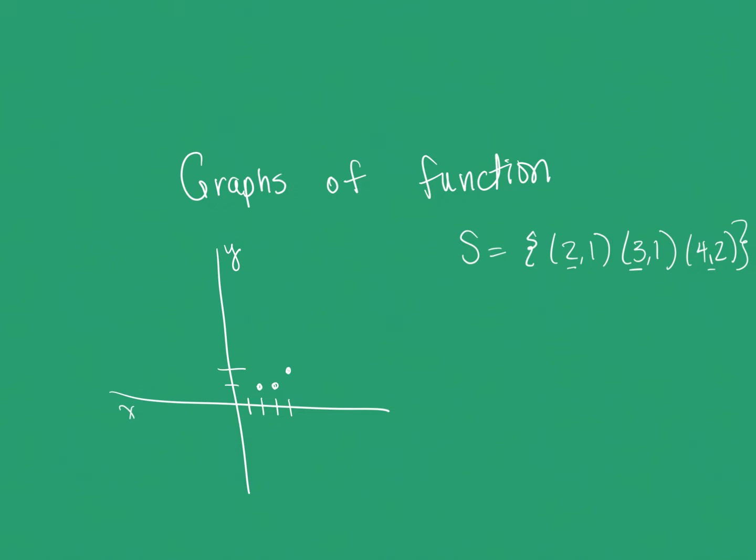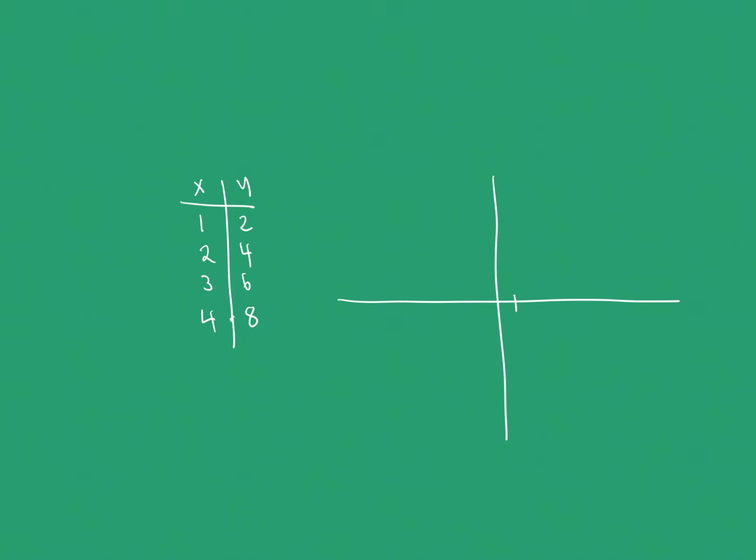We also, at some point, talked about graphing functions that were given in tables. So if we had (1, 2), (2, 4), (3, 6), (4, 8), we would graph (1, 2), (2, 4), (3, 6), (4, 8), and that would be the graph of this function.